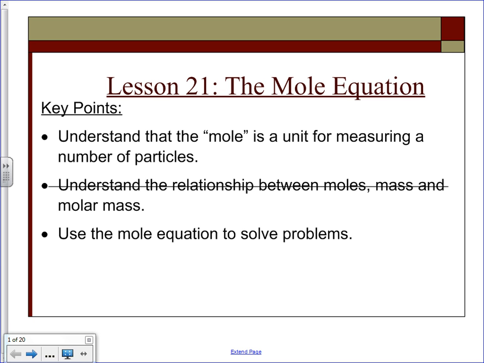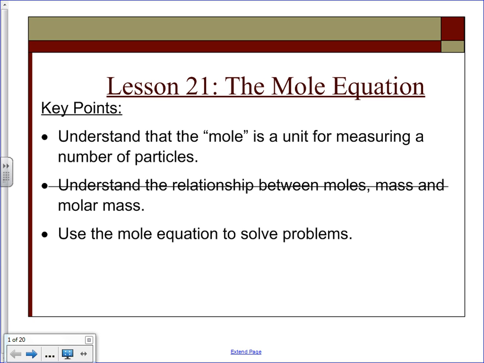All right. So the key points for today: understand that the mole is a unit for measuring the number of particles. That could be atoms if we're talking about an element, or it could be molecules if we're talking about a compound. The reason we use the mole is because otherwise we're writing absolutely gigantic numbers all the time.